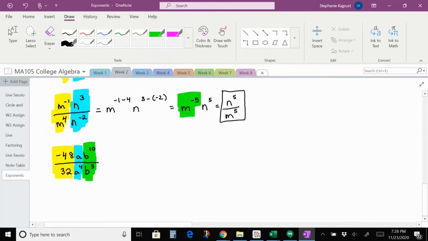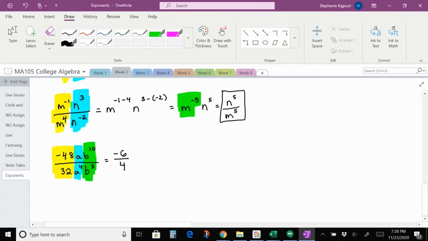So the -48 over 32, that is a fraction that we want to reduce. And I can divide both of those by 8. 48 can divide by 8, and 32 can divide by 8. So 48 divided by 8 is 6, so this is going to be a -6. 32 divided by 8 is 4. So I get -6 over 4, which actually I'm going to be able to reduce further. So I can do that in another step.